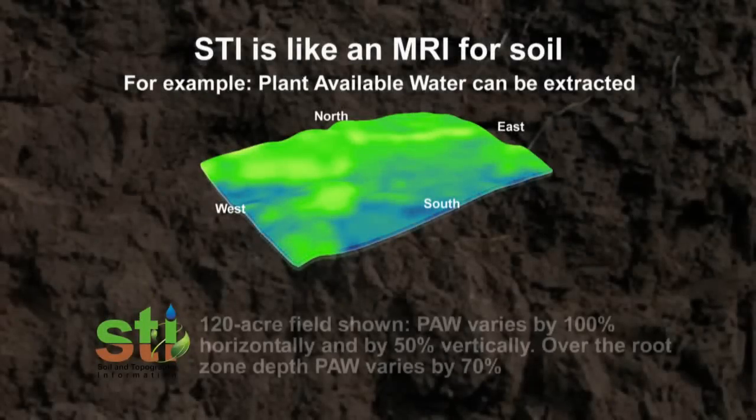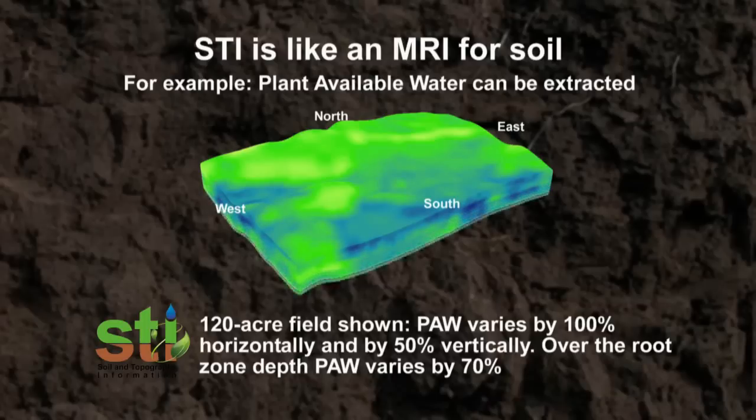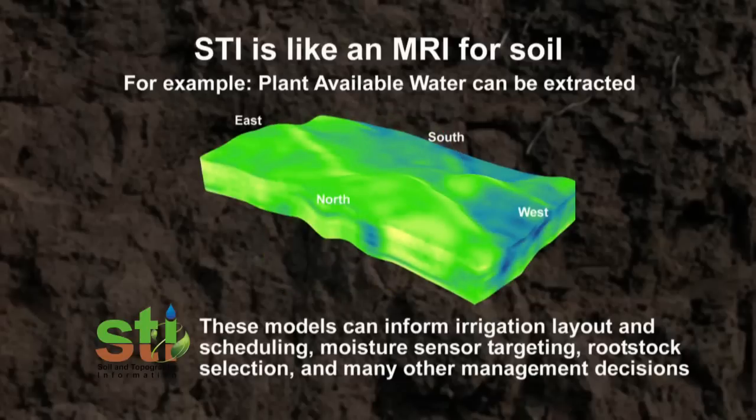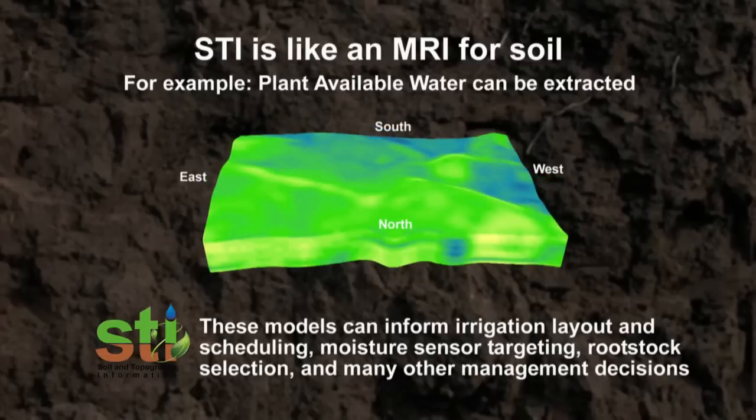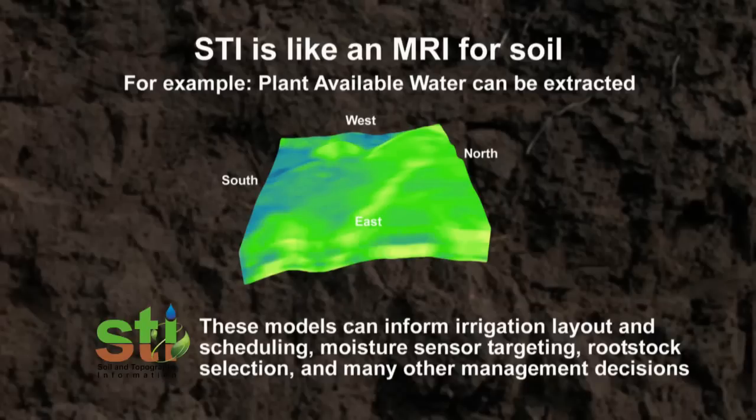This field is typical in that its soils have massive variation. Plant available water varies by 100% horizontally and 50% vertically. Plant available water can inform irrigation layout, scheduling, moisture sensor targeting, rootstock selection, and many other management decisions.